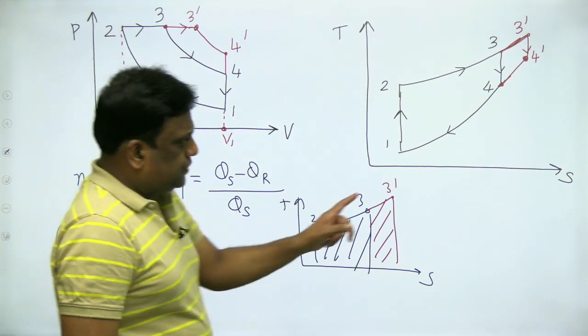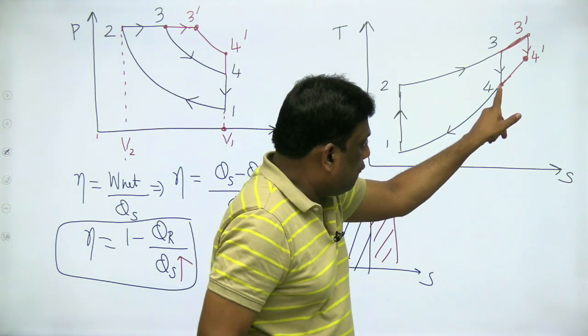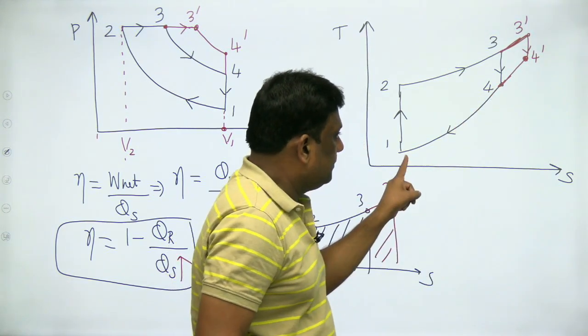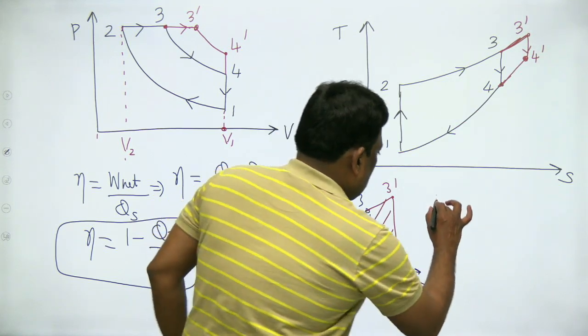Now, similarly, if you see heat rejection, in the original cycle, heat is rejected from 4 to 1, meaning the area under it. Let me show you very clearly.